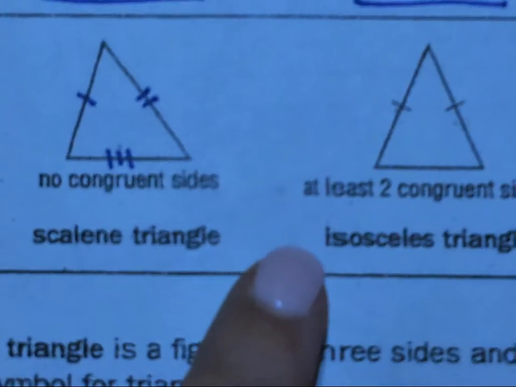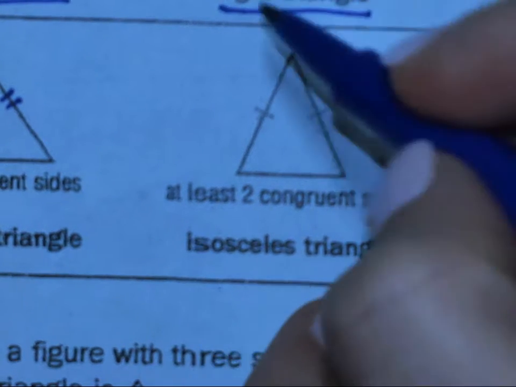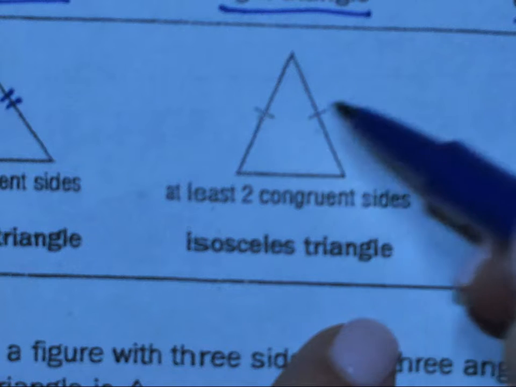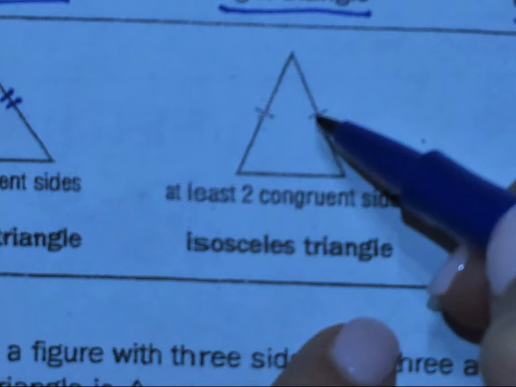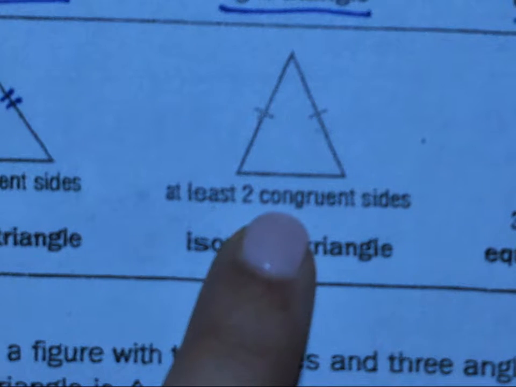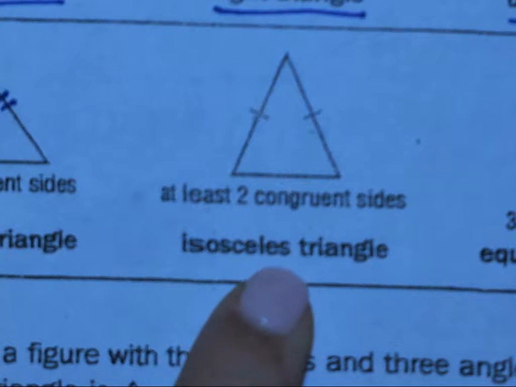Okay. The second one, those tick marks are the same. So that tells me that this leg is equal to this leg. But this one down here is a different measure. Okay? So in this case, I have two sides that are the same measure. So that's called an isosceles triangle. Okay?